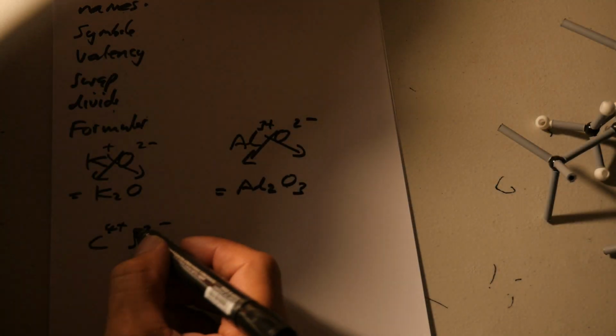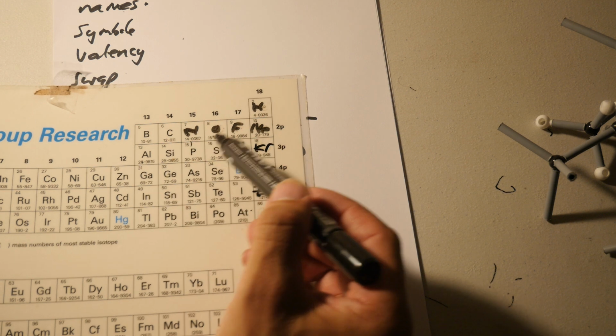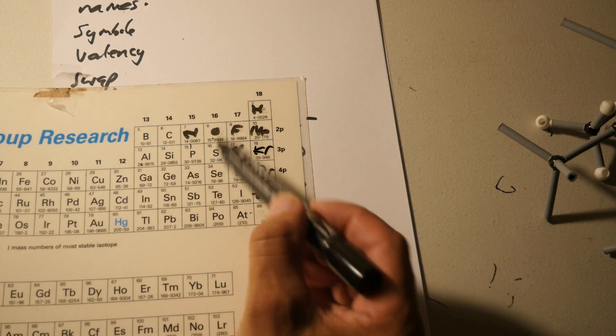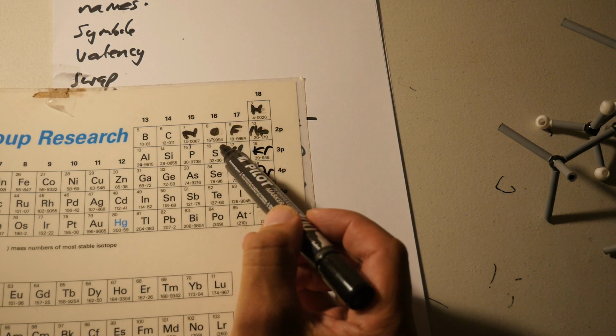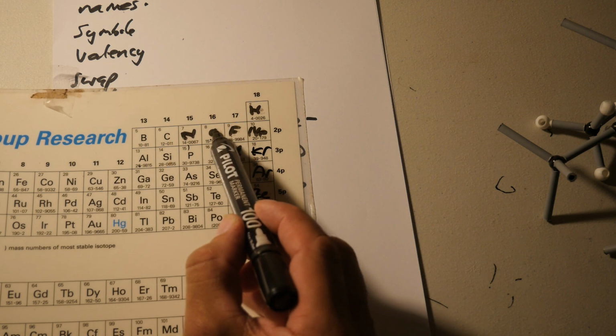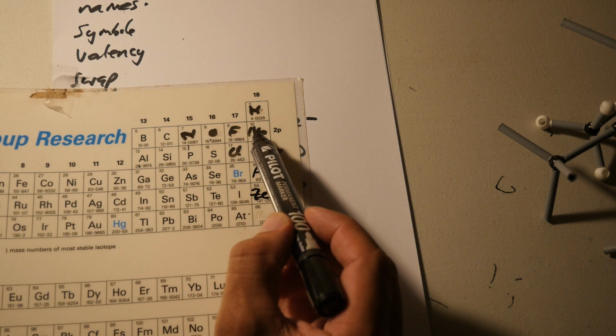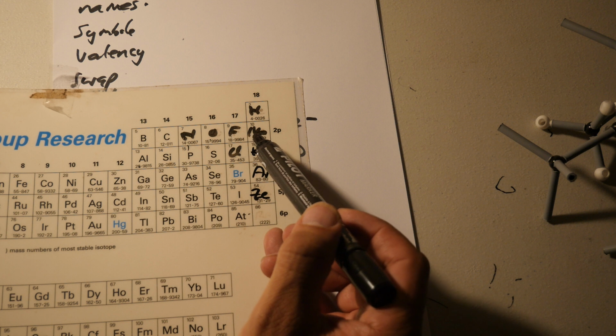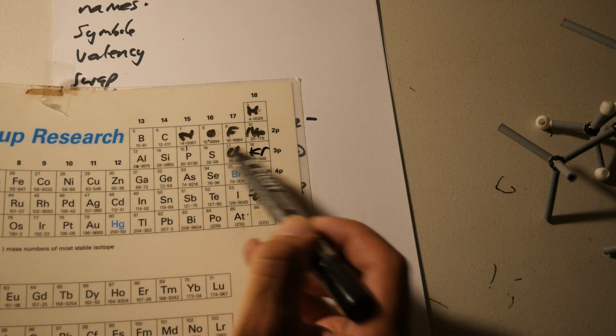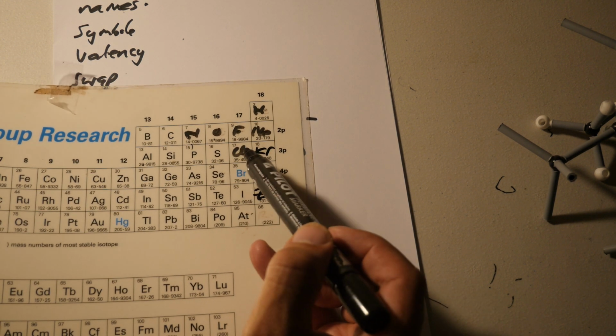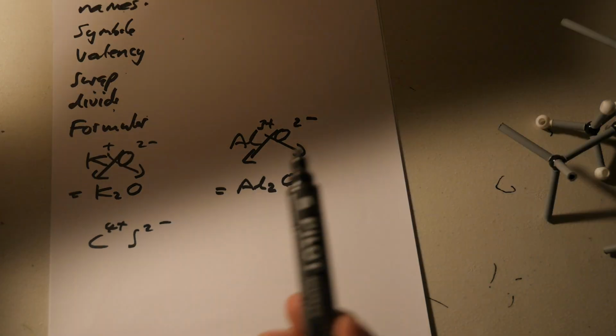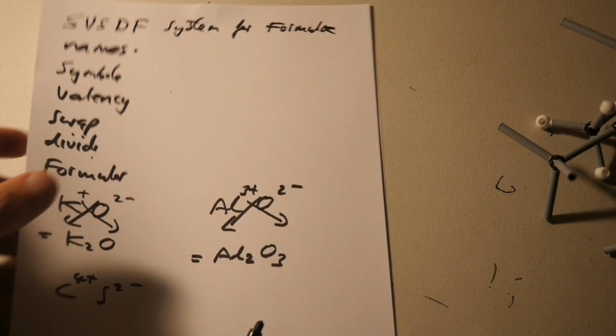I got the sulfur 2 negative from the periodic table. Oxygen is 2 negative. Sulfur is in the same group, so it's also 2 negative. They can take on 2 more electrons to become 8 electrons in total in the outer shell, so they can become 2 negative, okay? A 2 negative ion when it joins with another atom.